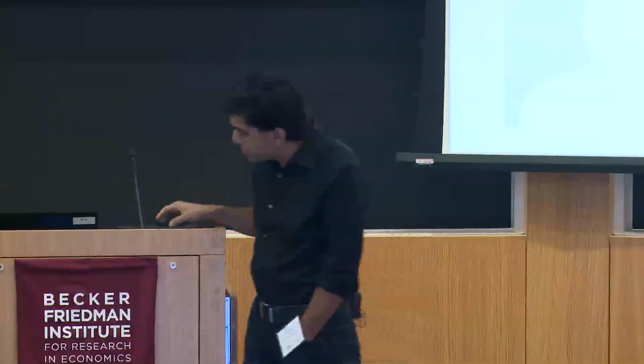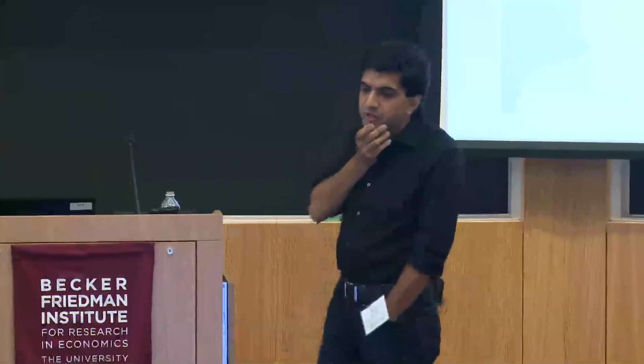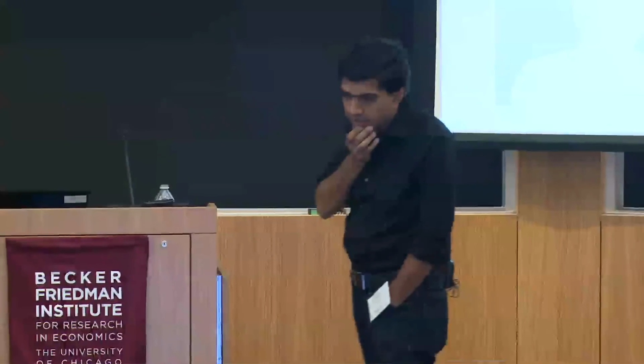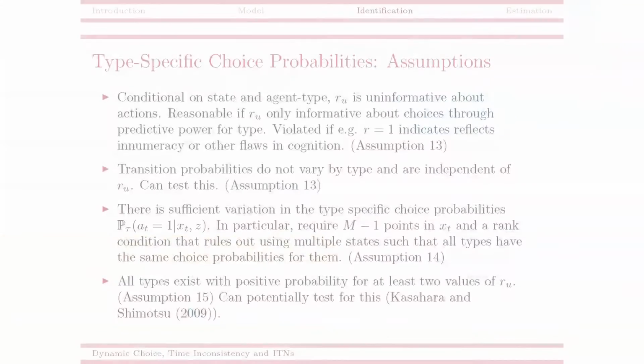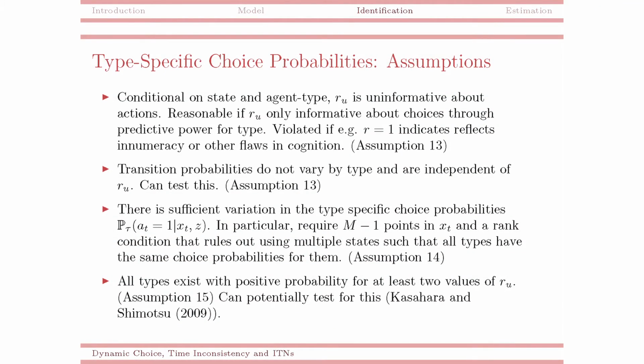So in addition to making these assumptions about information about types, we also need to make a set of assumptions that essentially tell you that once you condition on type, or once you know an agent's type, these variables are uninformative about choices. So conditional on state and agent type, these observables about time preferences need to be uninformative about agent choices, right? So this is reasonable if we think that the only information these variables are carrying is about agent type.